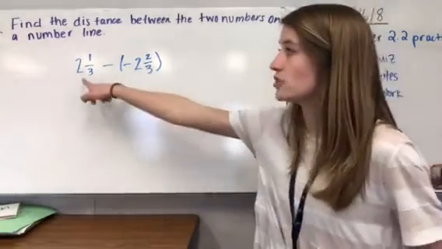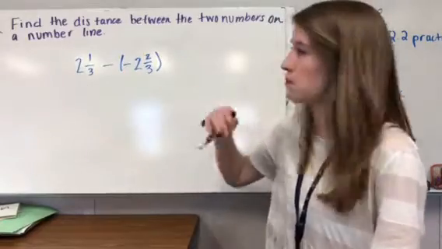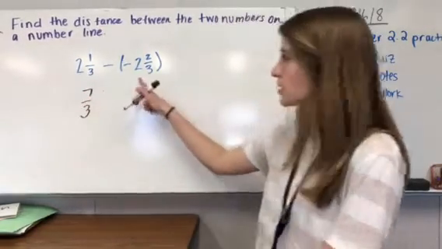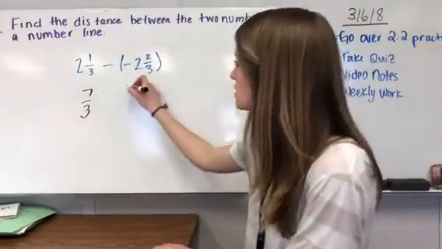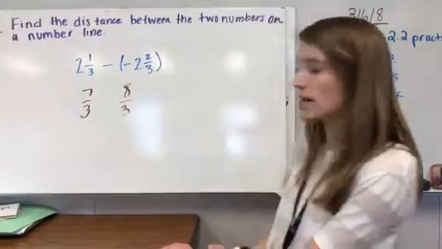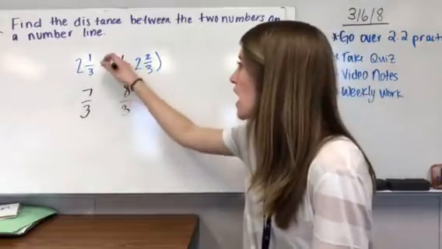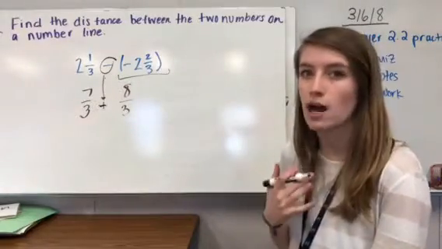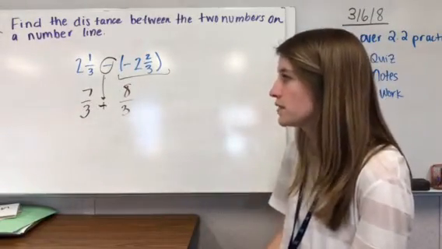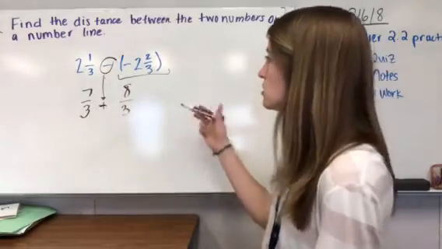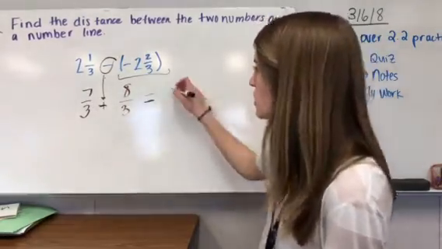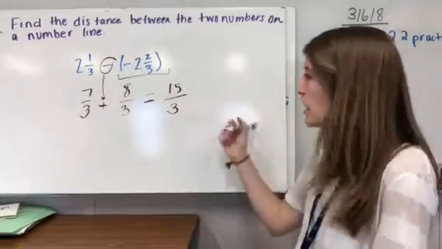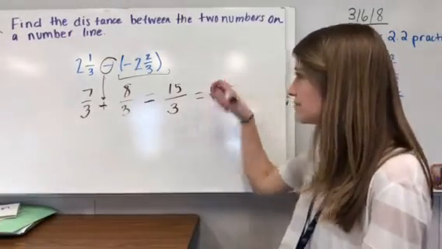Let's first change all of our mixed numbers to be improper fractions. 2 times 3 is 6 plus 1 is 7. 2 times 3 is 6 plus 2 is 8. All right, now instead of subtracting, we're going to add. And instead of negative 2 2/3, I'm taking the opposite. The opposite in this case is positive. So now I have 7/3 plus 8/3. We already have common denominators, so we can just add our numerators to have 15/3. 15 divided by 3, well, I can simplify that to be 5.